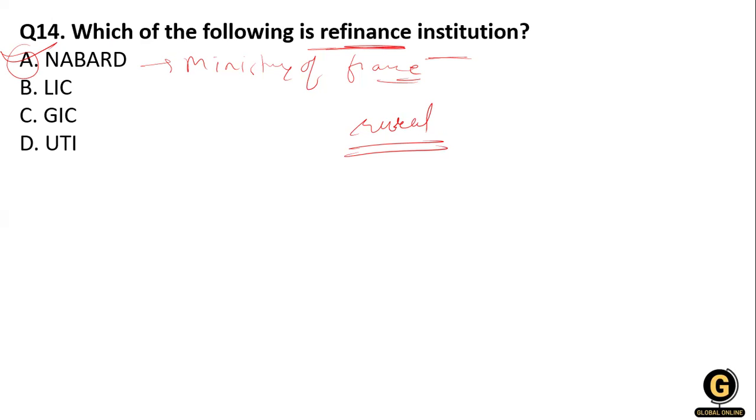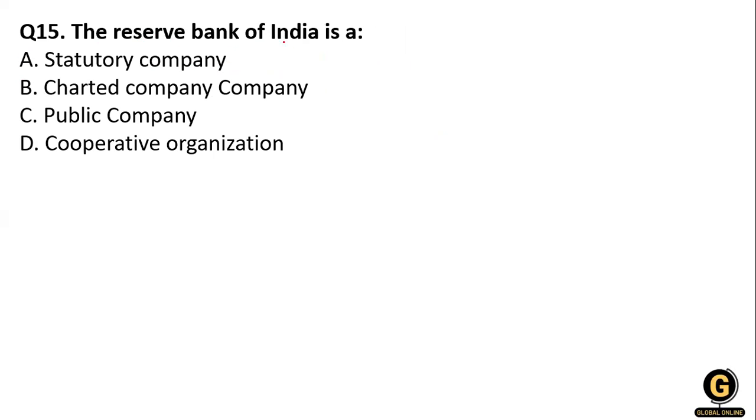The next one: the Reserve Bank of India is a statutory body, chartered company, public company, or cooperative? So you know that RBI is a statutory body. Okay, and it came into existence on the 1st of April 1935. And the Act of RBI is 1934. Okay, clear.